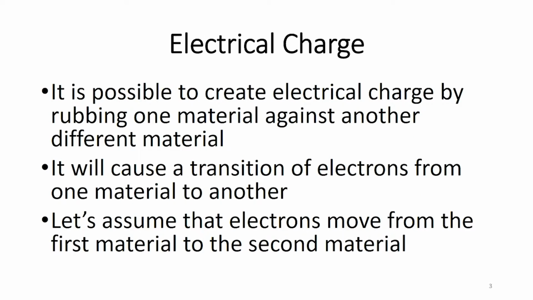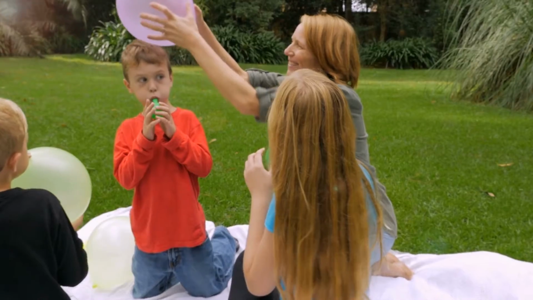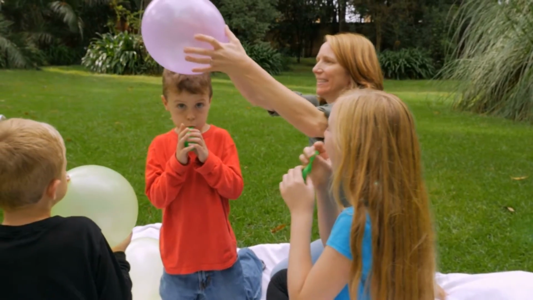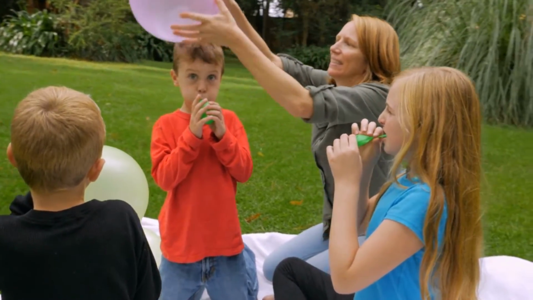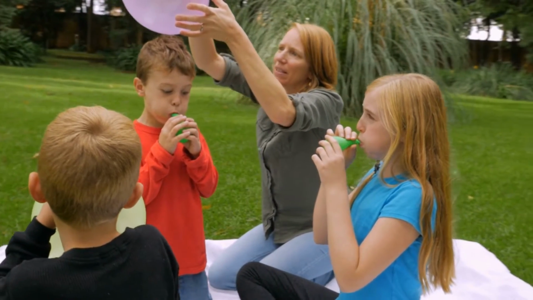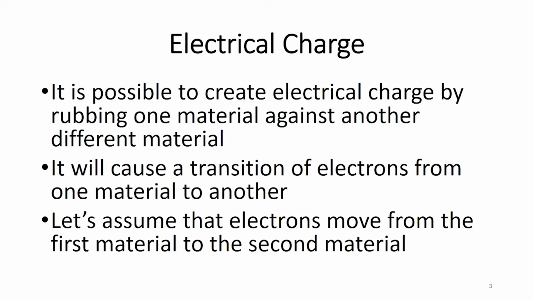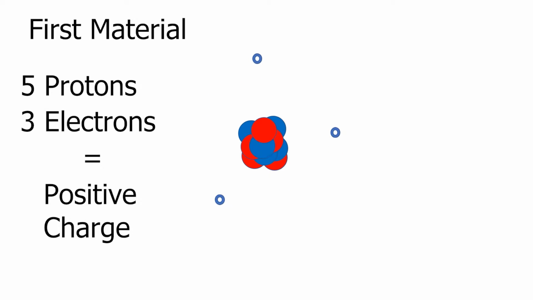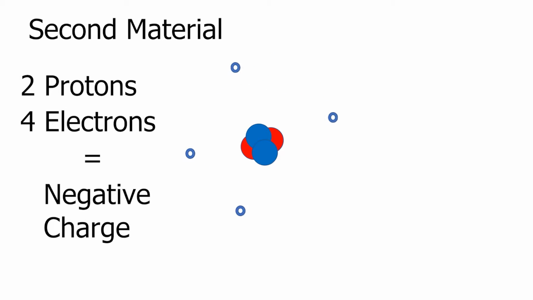It is possible to create electrical charge by rubbing one material against another different material. It will cause a transition of electrons from one material to another. Let us assume that the electrons move from the first material to the second material. In this case, the number of protons in the first material will be bigger than the number of its electrons, which will result in a material with a positive charge. The second material to which electrons were added will have a negative charge.